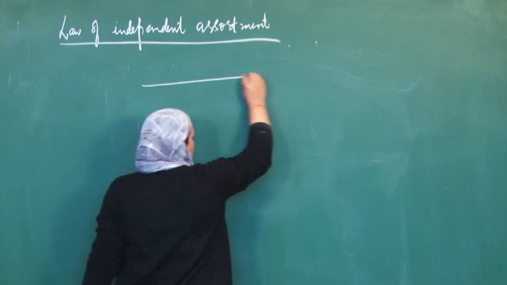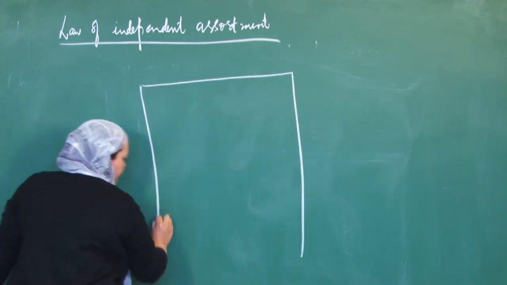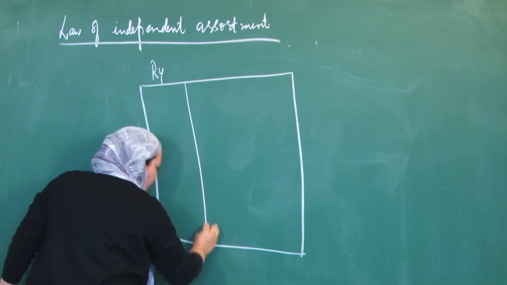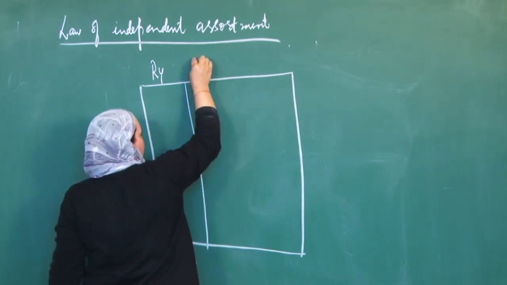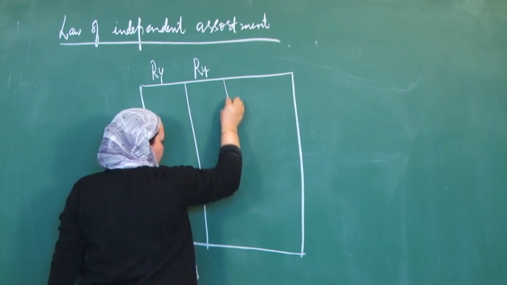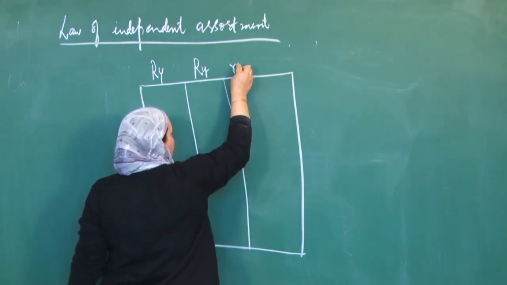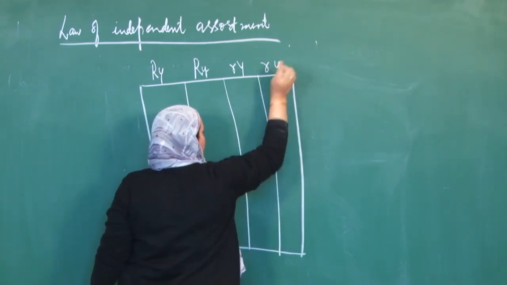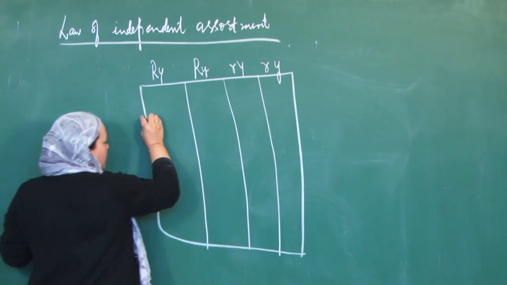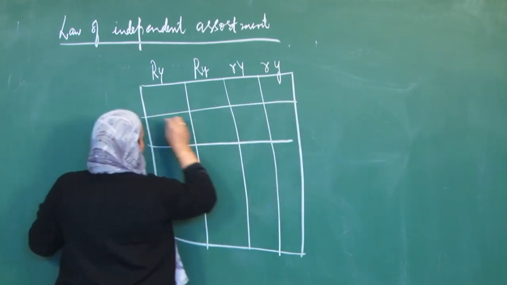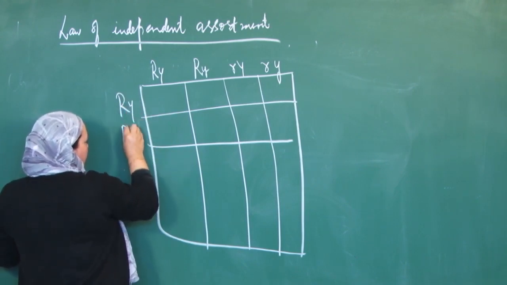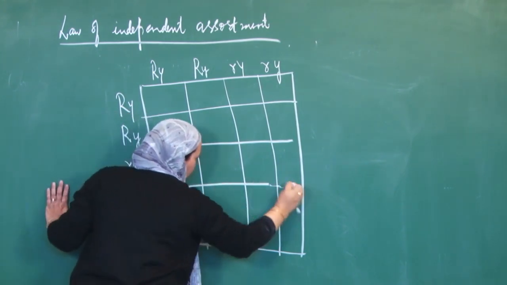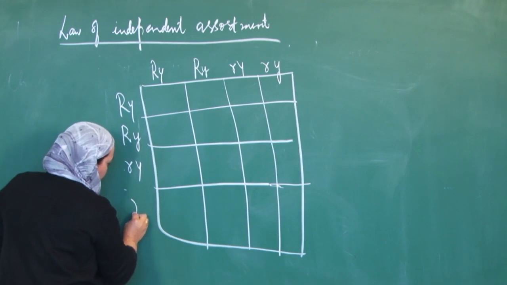So, how did he make it? What were the gametes? Round yellow, round green, wrinkled yellow and wrinkled green. This was the male gamete and the female gamete. Round yellow, round green, wrinkled yellow and the wrinkled green.